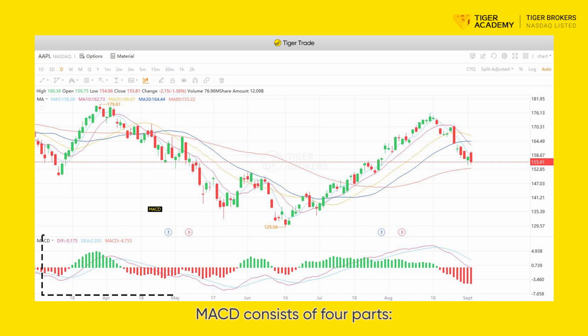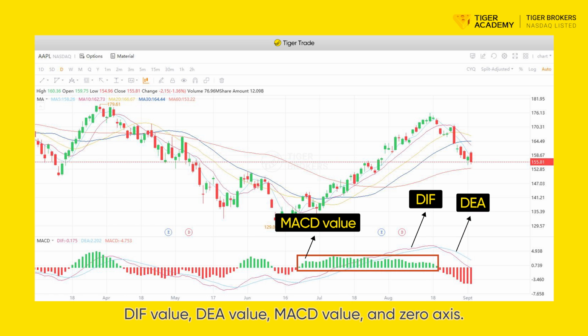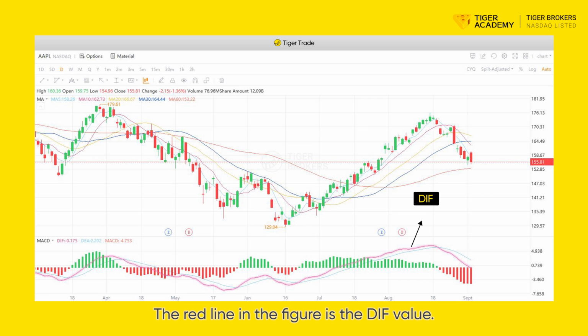MACD consists of 4 parts: DIF value, DEA value, MACD value, and zero axis. The red line in the figure is the DIF value. It is the difference between the 12-day short-term moving average and the 26-day long-term moving average.